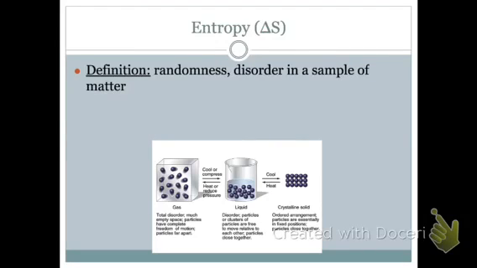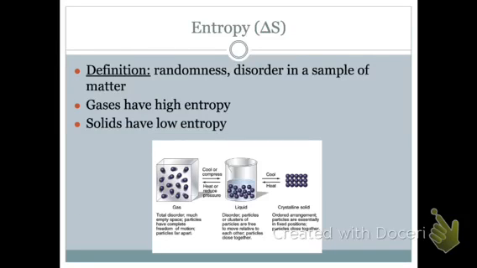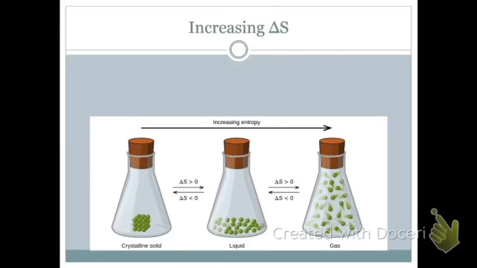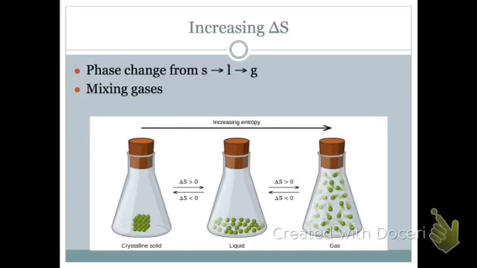Entropy. Entropy is defined as randomness or disorder in a sample of matter. Gases have the highest entropy, and solids have low entropy, and you can see by the cartoon drawing there below that gases are going to have more movement and randomness than a solid would. If you're going to increase entropy, there are a few things that you can do. Number one, phase changing from solid to liquid to a gas is going to increase the amount of entropy. Mixing different types of gases is going to increase entropy, and so will dissolving a substance.